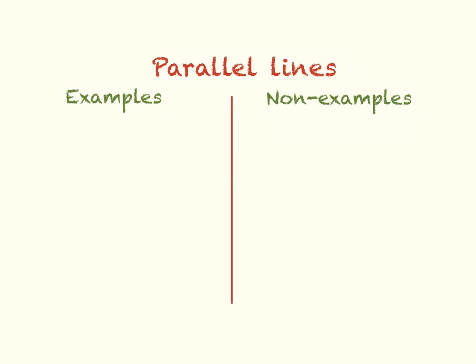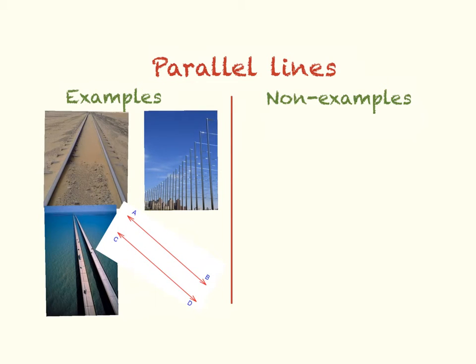Our next vocabulary word that we're going to explore is parallel lines. Here are some examples and non-examples of parallel lines. The best way to determine if two lines are parallel is to ask yourself the question, will these lines ever at some point intersect? And if you can answer no to that question, then the lines are parallel.